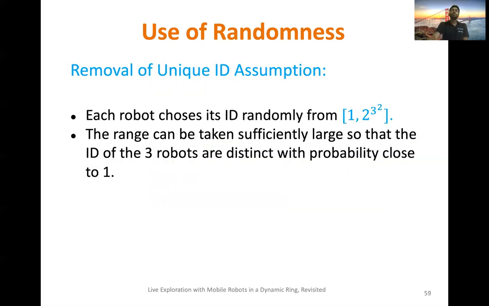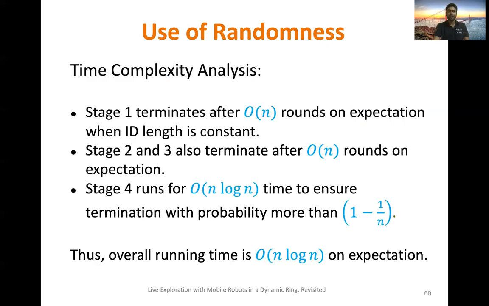And how do you remove the unique ID assumption? Each robot can randomly pick its own ID from some range. The range could be sufficiently large. Since they know there are 3 robots, to have unique IDs they can take a range from 1 to, let's say, 2 to the power 3 squared. Then with probability very close to 1, all 3 IDs are different. This way we can remove these 2 assumptions using random bits.